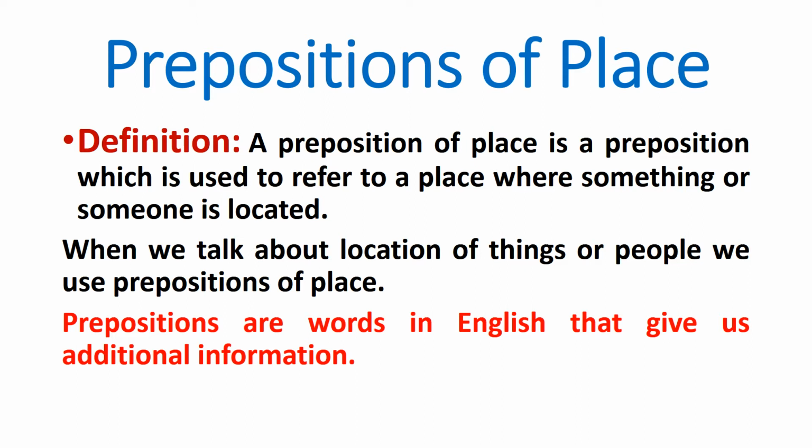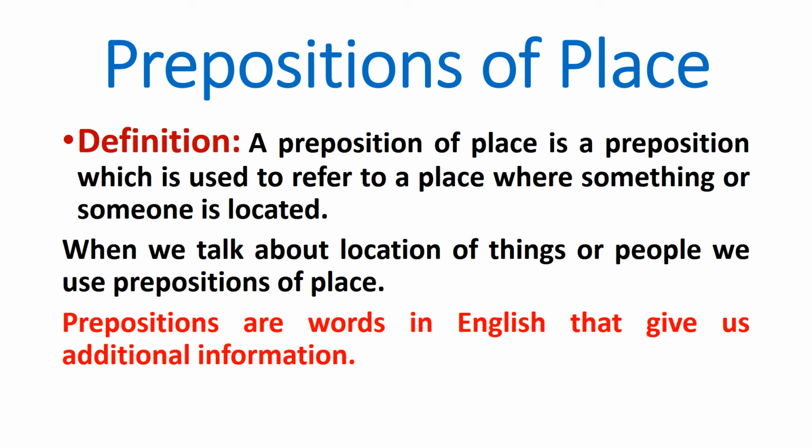So it helps us to understand where the actual person or the actual thing is placed. And when we talk about the location of things or people, we use prepositions of place. So this is very clear for us that while talking about location, we are telling the location of things and the location of people. And for that we use the prepositions of place.